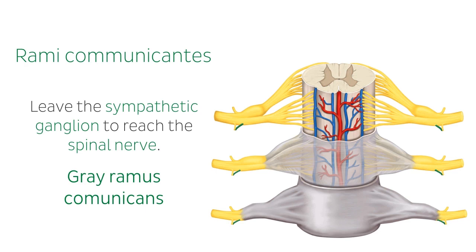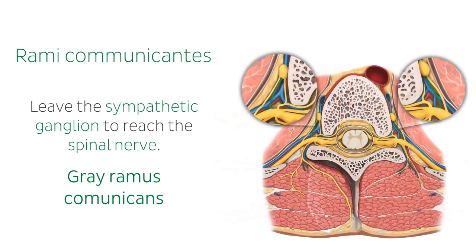In both this image and the following image, we can see the grey ramus enters the spinal nerve medial to the white ramus, making this unusual loop in the spinal nerve. So in this close-up, we can see the white ramus communicans laterally, the grey ramus communicans medially, and the sympathetic ganglion.